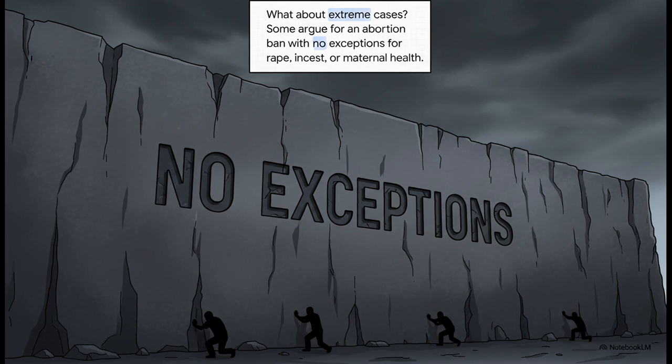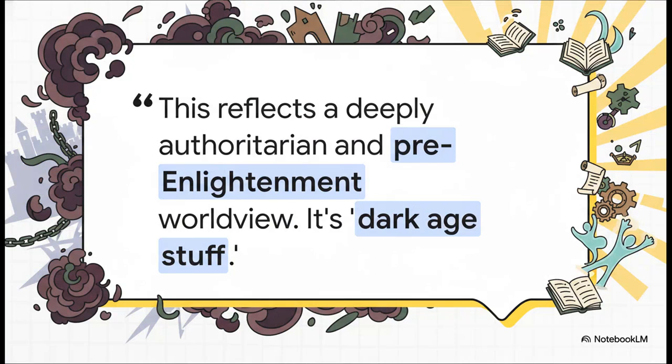Okay, but you might be thinking, what about the most extreme arguments? The ones that call for an absolute ban with no exceptions for rape, incest, or even to save the woman's life. The source takes that position head on. The source has some pretty strong words for this absolutist stance, calling it dark age stuff. And the reason is that it reflects a worldview from before the Enlightenment, a time before our modern ideas of individual rights, reason, and bodily sovereignty were really established as core values. It's a mindset that puts dogma above the well-being of a living, breathing person.